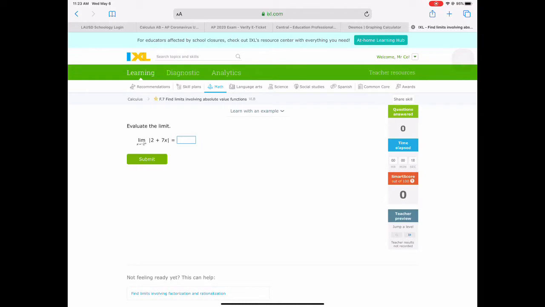So for this first problem here, we see the limit as x approaches 2 from the right side. What we're going to do here is go ahead and just plug the 2 in and see if this gives us an answer.